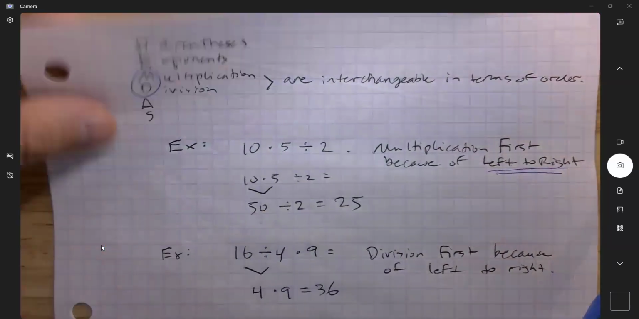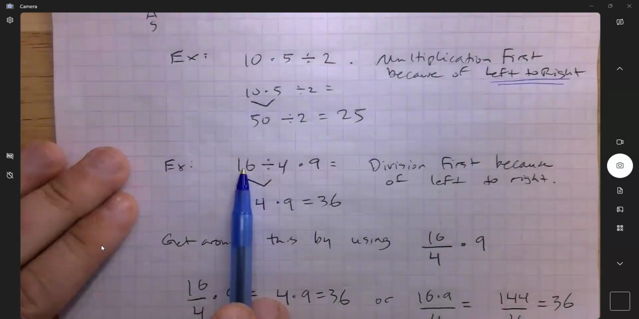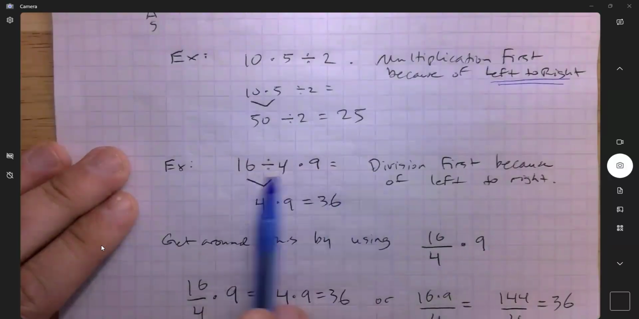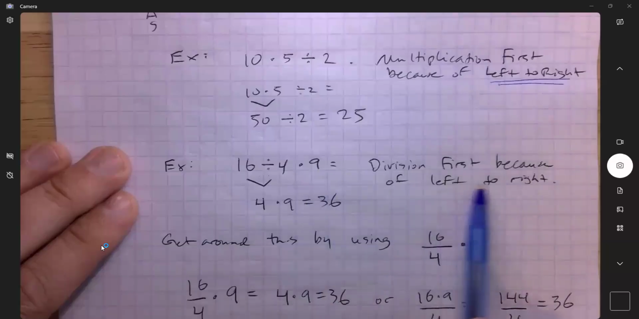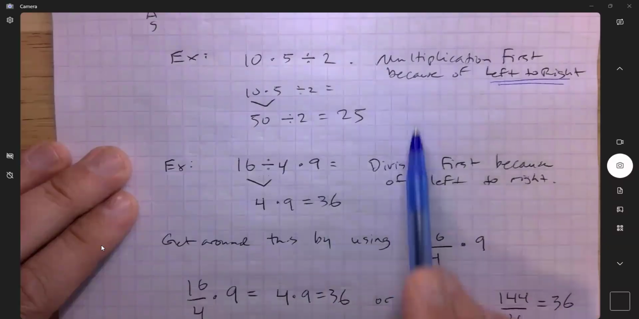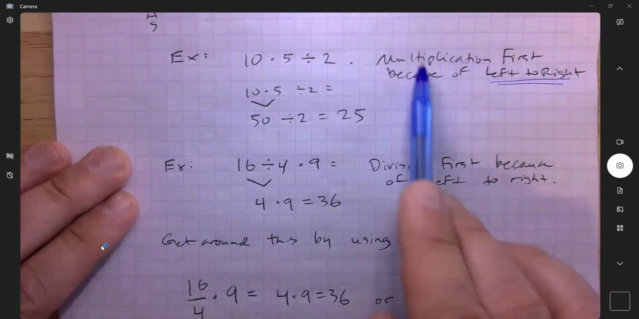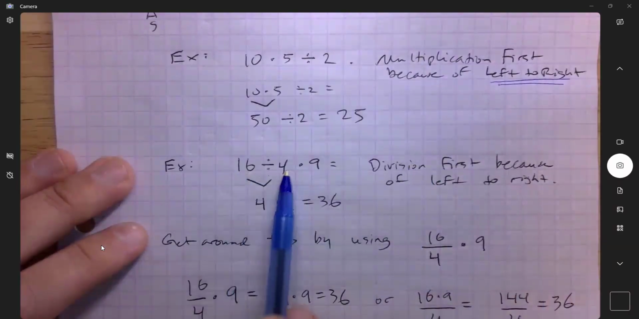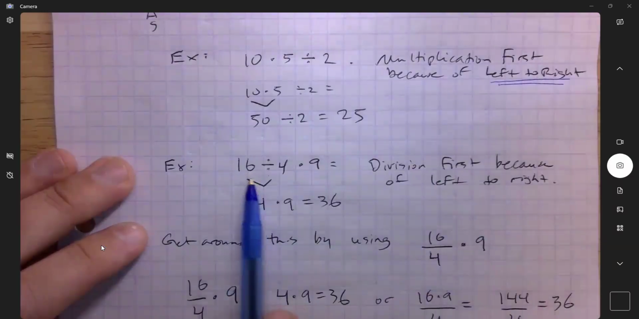But if I have an expression where I have 16 divided by 4 times 9, again, because there are no parentheses, I'm going to work left to right because division and multiplication are the same type of operation. 16 divided by 4 is 4, and then multiply by 9, and I get 36.